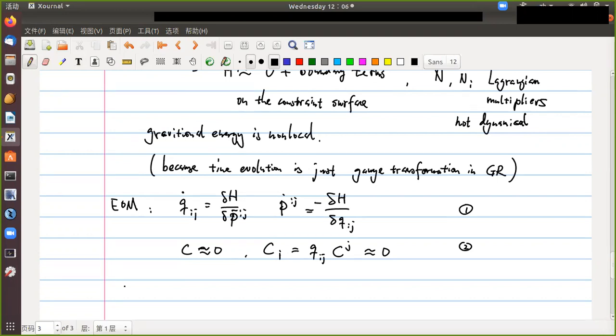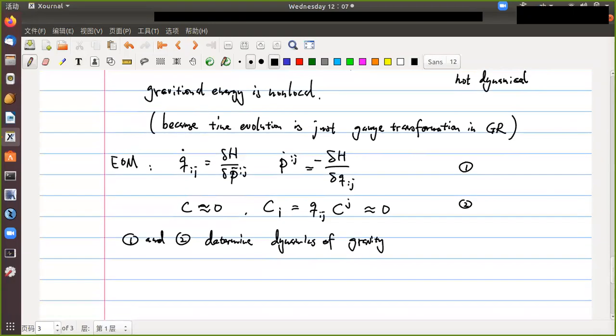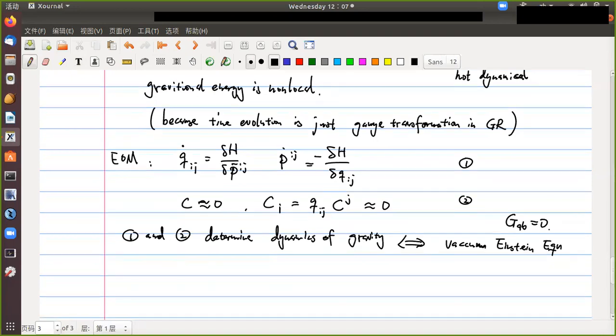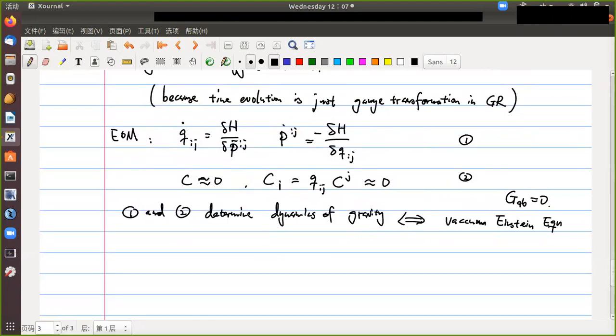Okay, and it's clear that equations 1 and 2 completely determine the dynamics of gravity, and they are actually equivalent to the vacuum Einstein equation. The vacuum Einstein equation is just Gab equals 0. You have no matter fields, because in all this analysis we don't consider matter fields.